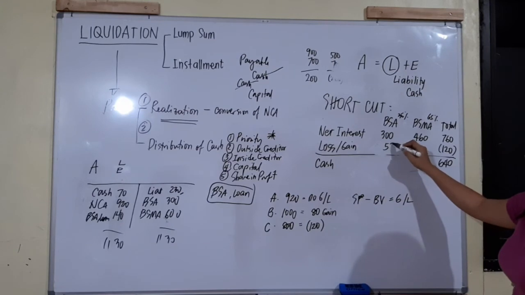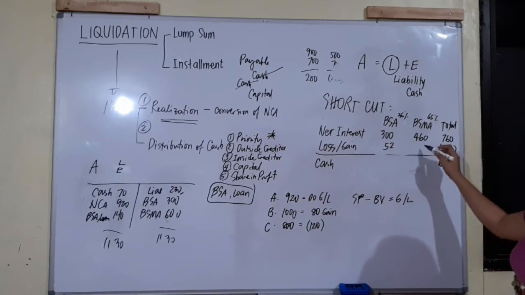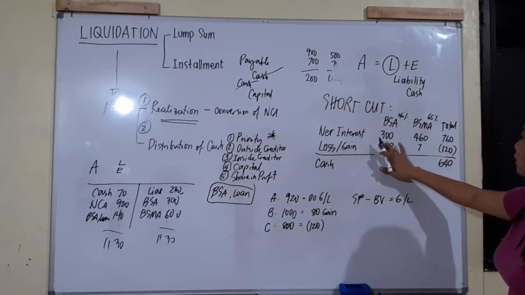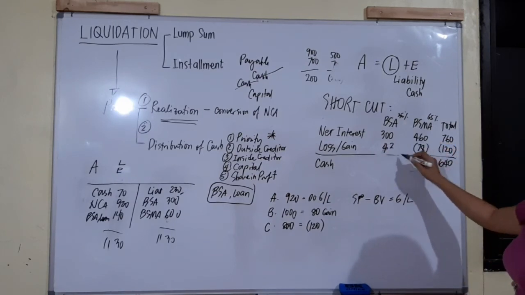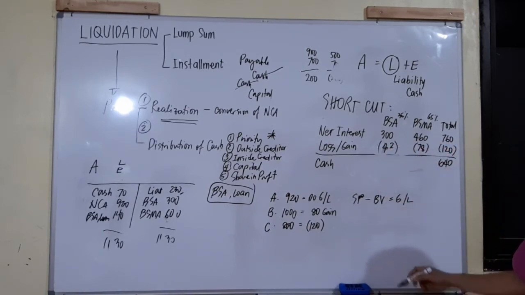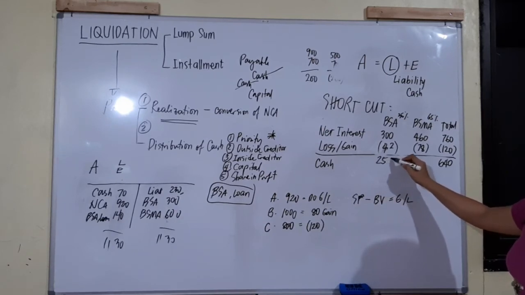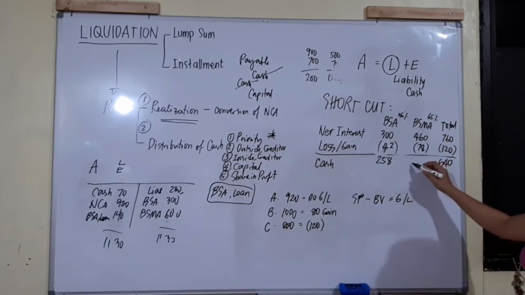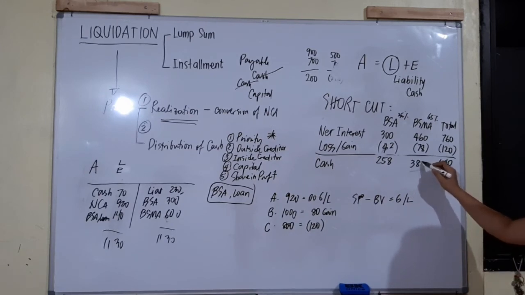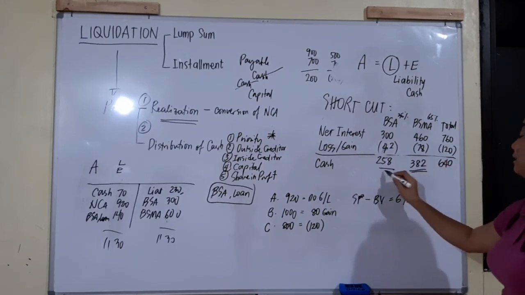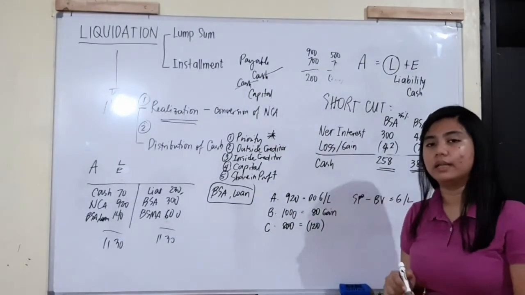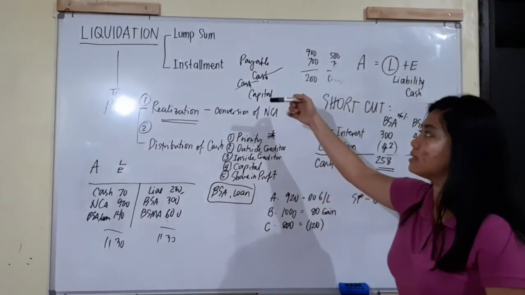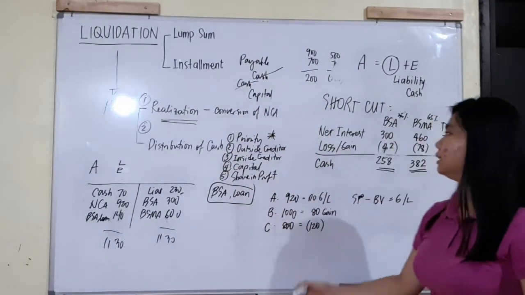This is 52. Tama ba? And this is 42. And this is 78. So, negative, dahil ang ibig sabihin natin ay loss. Ibig sabihin, si BSA ay may na-receive na 258 at si BSMA ay may na-receive na 382. At eto din, sa pagkakatanda ko, yung kaninang nakuha natin sa long cut na ginamit natin, kung saan binuo natin yung process ng liquidation. So, that is how you do the shortcut.